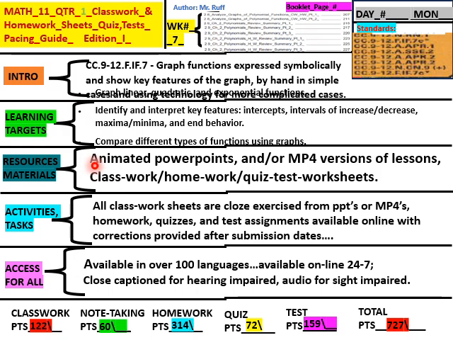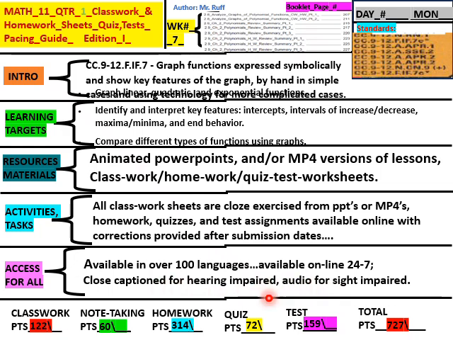And then resources and materials: animated PowerPoints and/or MP4 versions of lessons, classwork, homework, quiz, test, worksheets, and then activities and tasks. All class worksheets are closed-captioned, exercised from PowerPoints or MP4s. Homework, quizzes, and test assignments are available online with corrections provided after submission dates. And then access for all: available in over 100 languages, available online 24/7, closed caption for hearing impaired, audio for sight impaired.